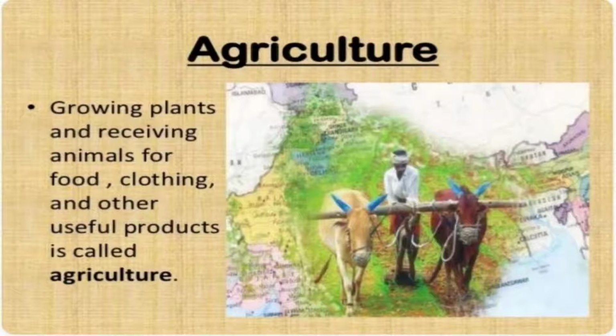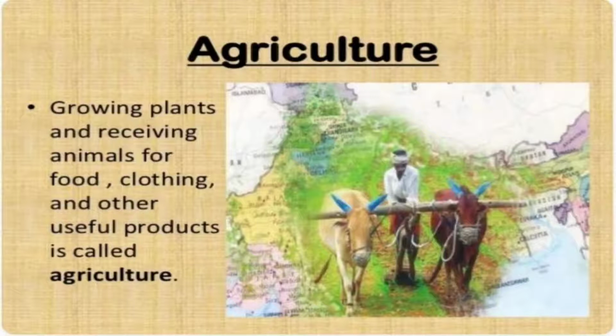So growing plants and rearing animals for food, clothing and other useful products is known as agriculture. That means you grow plants and you also rear livestock, such as cows, buffaloes and goats. These are all rearing animals. If you are growing plants and also rearing animals, this full process is known as agriculture. Agriculture does not only mean cultivating plants, it also includes animals.